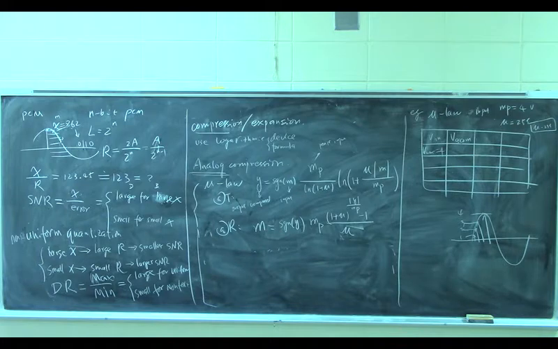Everything you need to know is on the board. You only need a calculator or maybe a pen to calculate what is the output of the compression. We use mu 255 to compress this data.